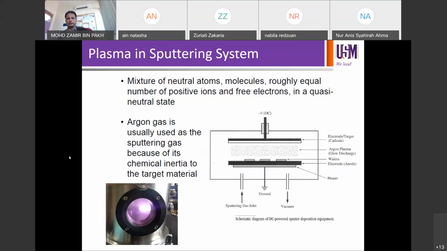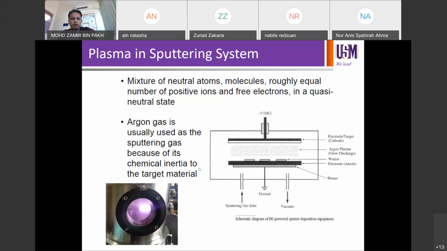Right, plasma in a sputtering system is a mixture of neutral atoms, molecules, roughly equal numbers of positive ions and free electrons in a quasi-neutral state. That's pretty much how it looks, the plasma through the glass window. We've seen this on YouTube last time. Argon gas is usually used as a sputtering gas because of its chemical inertness to the target material.